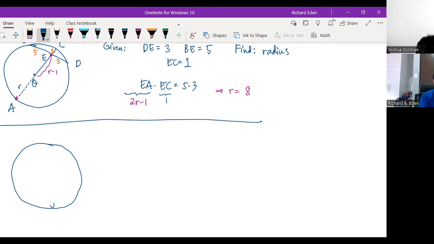Okay. So more things about circles and angles. Let's say the radius is 2. Wait, let's make it 3. So the radius is 3. What's the circumference? 6 pi. 6 pi. Okay.